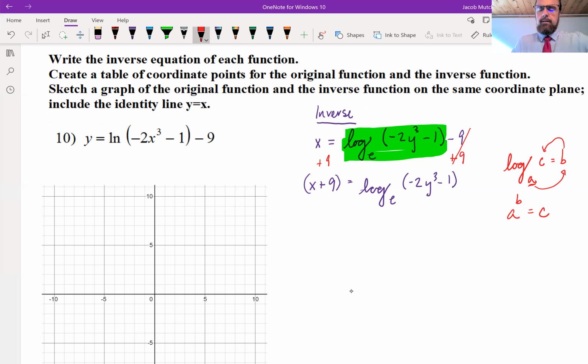So for my function, my base that I wrote out, I had to write the base e from the original ln, is going to be e to the power of the other side. So here I'm going left because that's where the other side is. X plus 9 equals negative 2y cubed minus 1. It equals the argument of the logarithm.